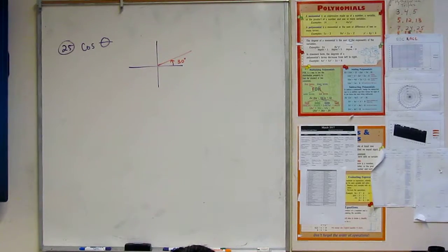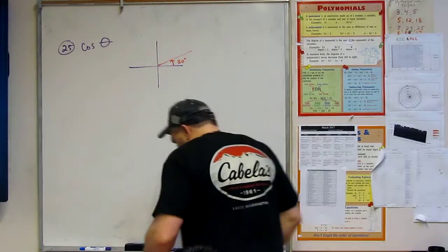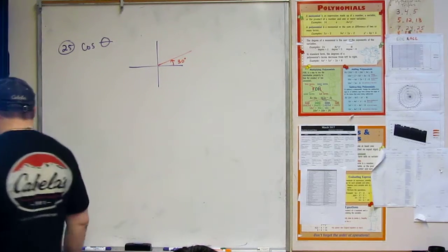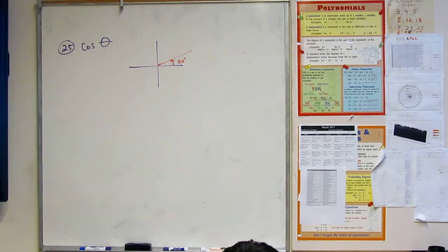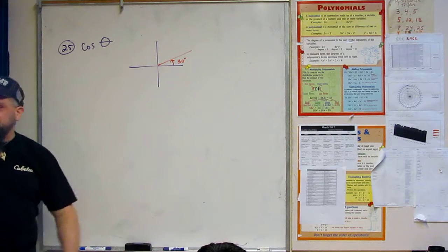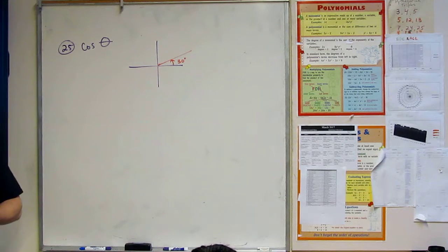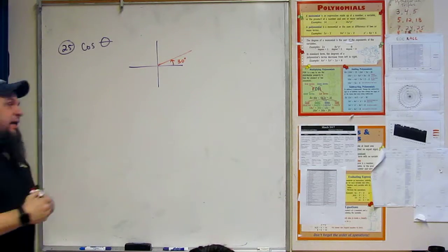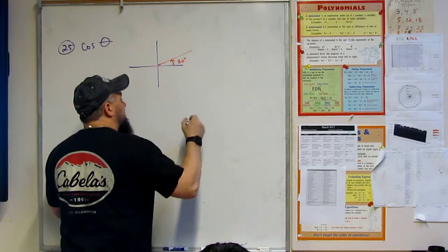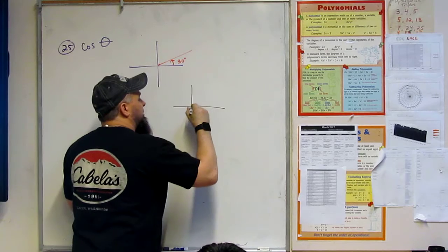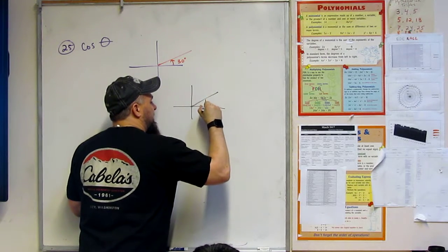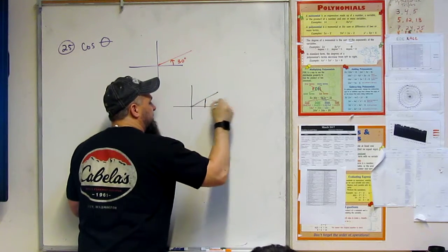Problem number 25 on this part, or worksheet 2, is we've got to find the cosine of, in this case, 30 degrees. Okay? So, in essence, I'm going to look at the triangle, the unit circle, right? And the unit circle says that there is a triangle right here at 30 degrees, right?